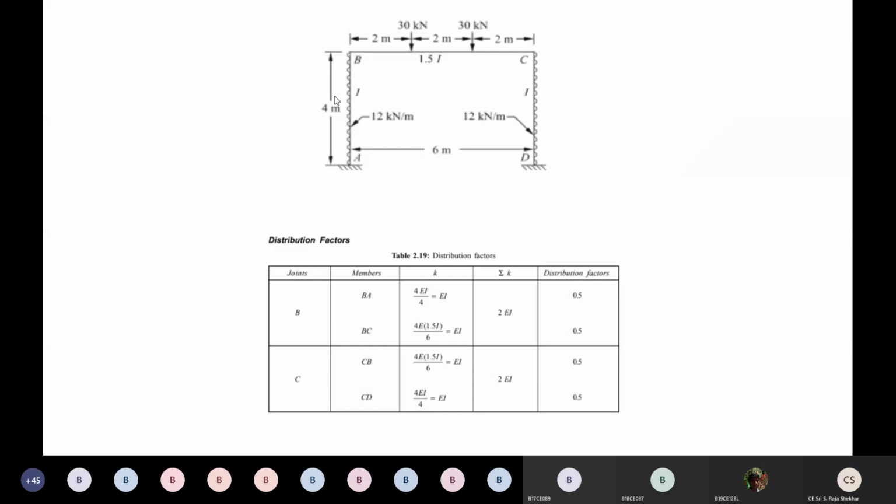Okay. But at joint B and joint C, two members are meeting. One is the BA member, another one is the BC member. So if I apply any load or any moment at joint B, some portion of that moment has to be carried by the BC member, and some portion of the moment has to be carried by the BA member.